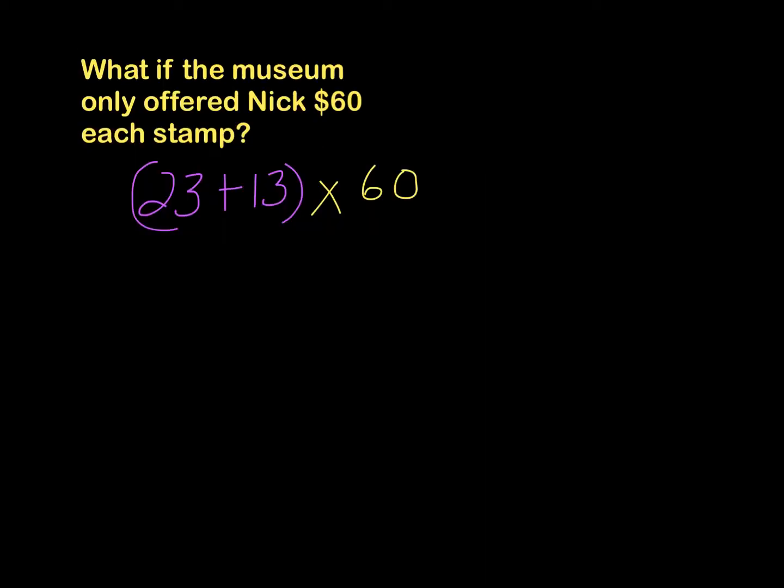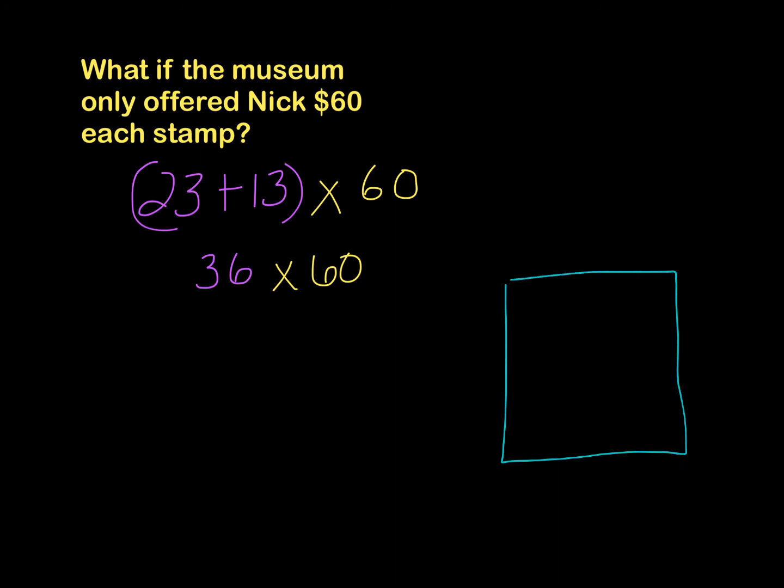What if the museum only offered Nick $60 each stamp? That's an even 10. We still need to get this total first and multiply it by 60. So remember, that was a total of 36. And we're going to multiply that by that 60, that even 60. So we'll only need 2 boxes in the area model. Separate 30 from 6, and then we'll put 60 up there at the top.